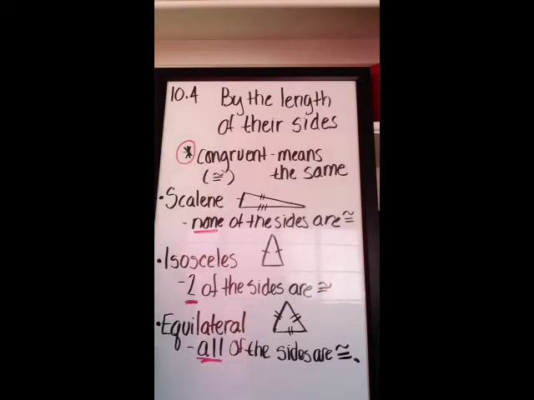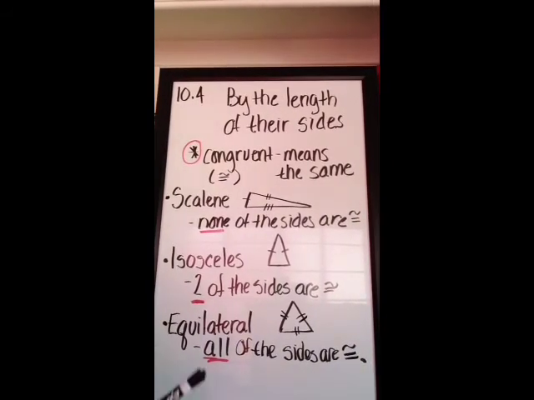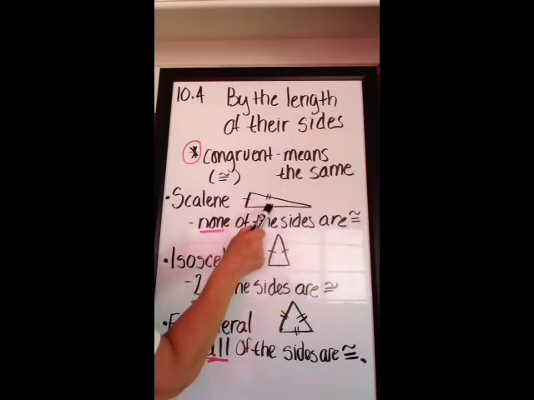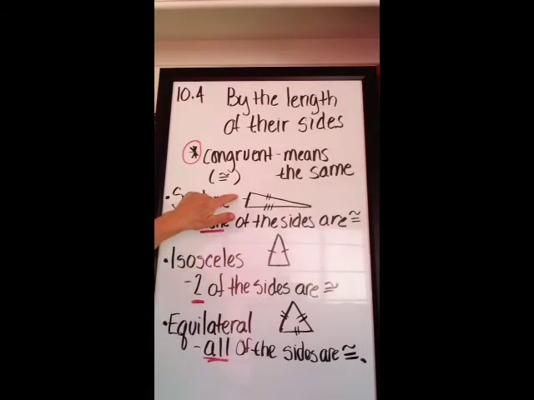Okay, if we classify triangles by their sides, there are also 3 categories. Just remember the word congruent means the same. So remember that. And we abbreviate congruent with a little equal sign with a little tilde over it. So the first type of classification for triangles by their sides is scalene. In a scalene triangle, none of the sides are congruent. We put these little hash marks on. If they have the same number of hash marks, it means they're congruent. So this one has 1, 2, 3, meaning that all 3 of them are different.